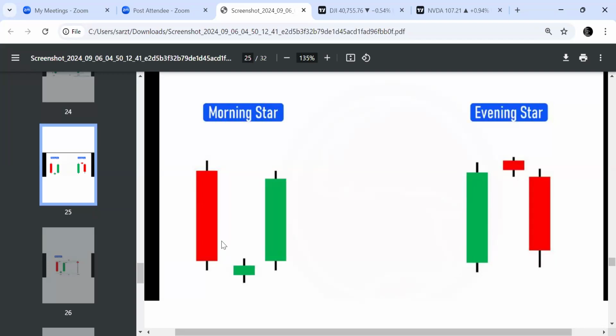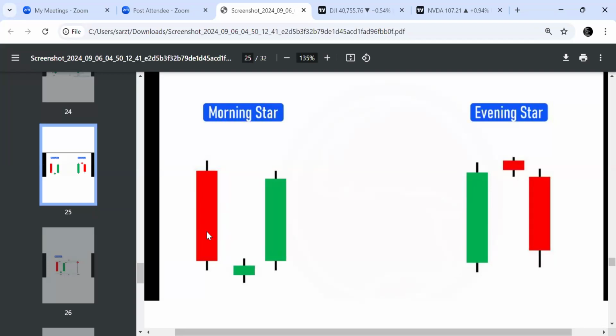Here, there are three candles. The first candle is a strong red candle representing continued selling pressure. As the price falls, it's expected to see a red candle form, which signals that bears are still in control.